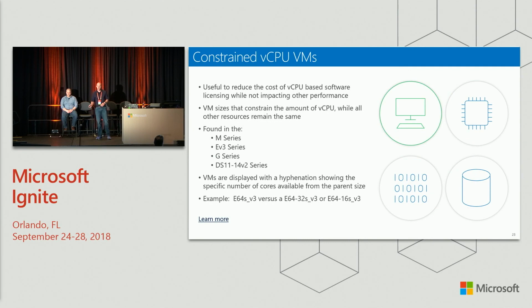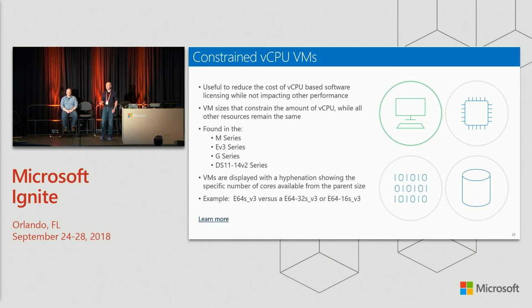We also, a little bit after, started offering another type of size, which we call our constrained vCPU VMs. These come from existing VM families that we have today. So they're offered in the M series and the Ev3 series, the G series, and the upper end of the Dv2 series, the 11 through 14.